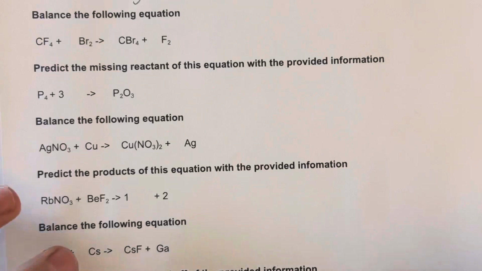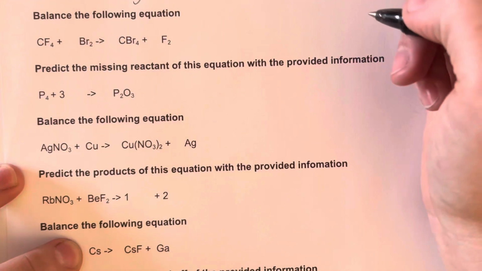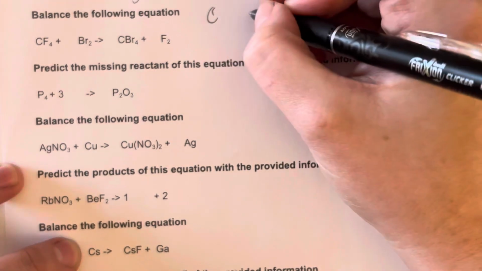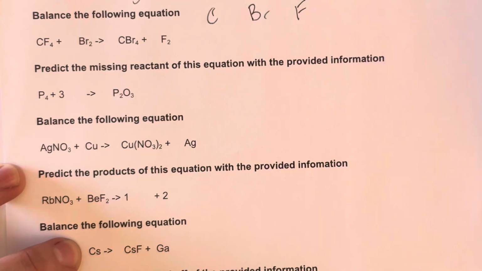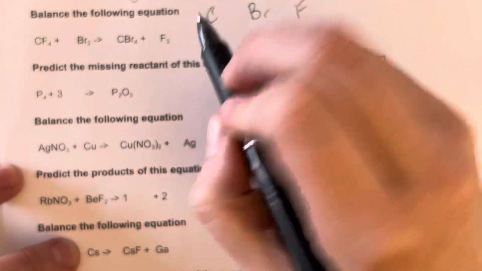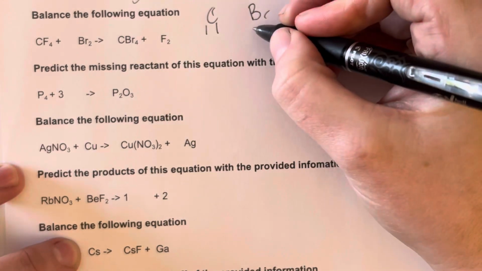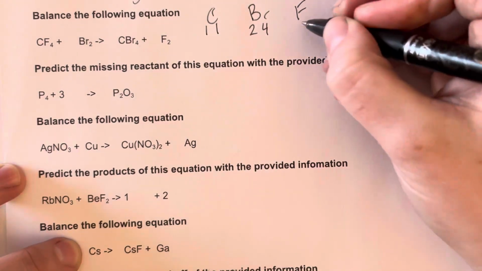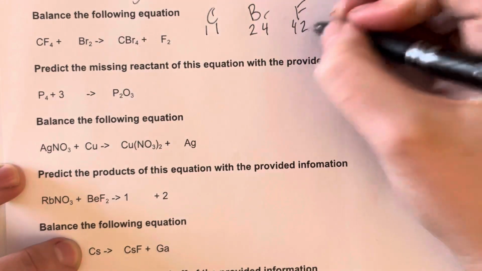Balance the following equation. So I have carbon tetrafluoride and bromine reacting to form carbon tetrabromide and fluorine. So I'm going to list out everybody that's present. That would be carbon, bromine, and fluorine. Carbon left, I have 1. Carbon right, I also have 1. Bromine left, I have 2. Bromine right, I have 4. Fluorine left, I have 4. And fluorine right, I have 2.